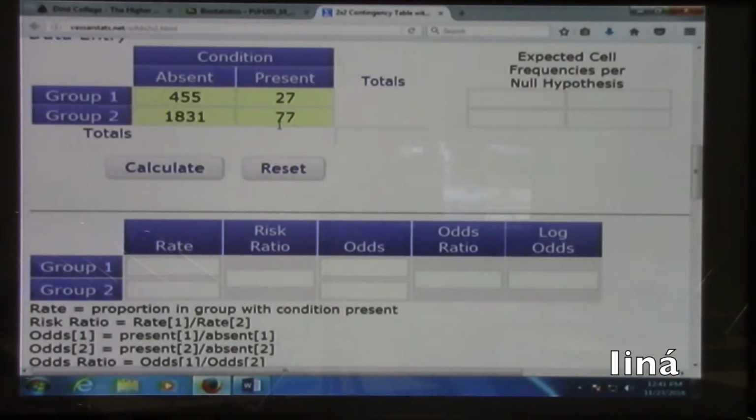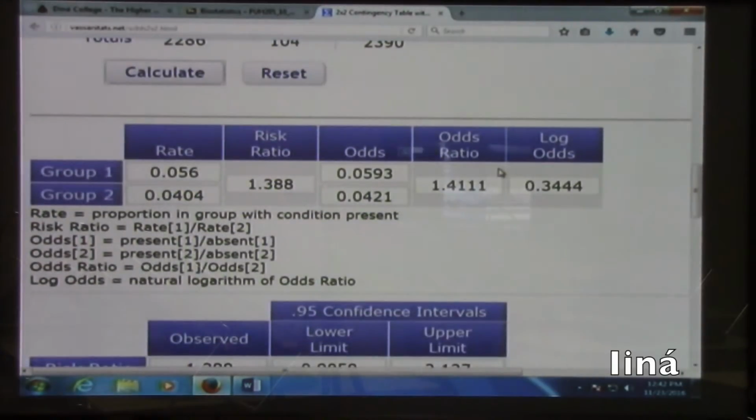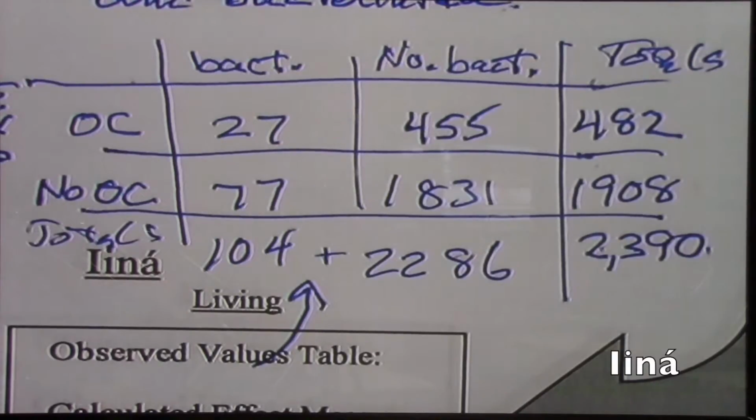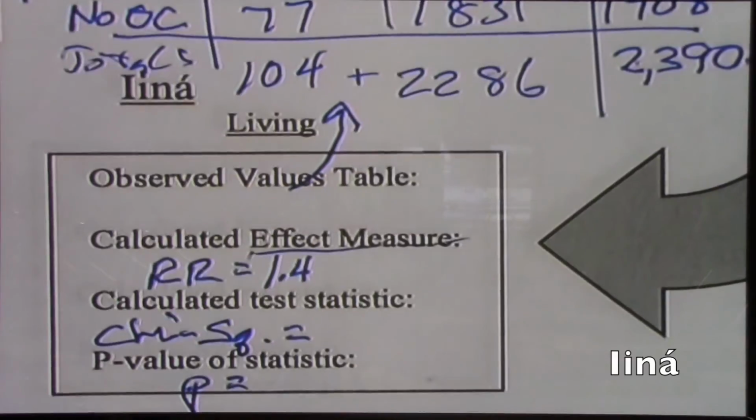Okay, make sure those all look right, and then hit your calculate. And look over here at the expected frequencies, and they are all well over 5, so no problem there. All right, so we go down here. We were looking for a risk ratio, not an odds ratio, so we're going to grab this 1.4. We're going to round it to 1.4. Okay, so I just wrote that as the risk ratio.